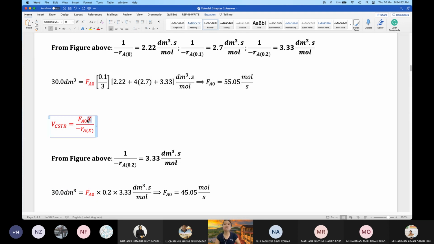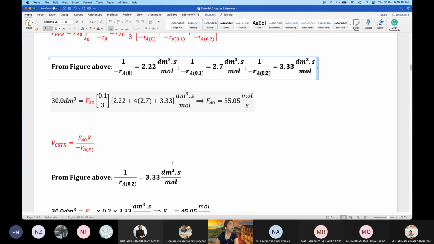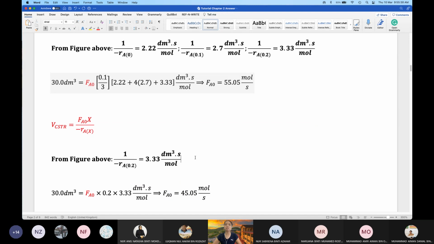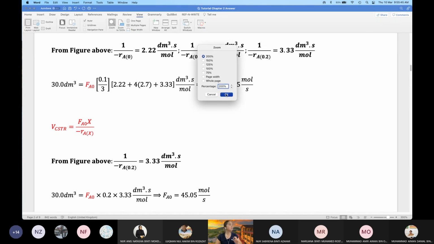Next, X. The desired conversion was 0.2, right? The final conversion wanted is 20%, 0.2. So X is 0.2. Then the minus RA is when my X is 0.2. If you see from the curve, when my X is 0.2, 1 per minus RA is 3.33. So what you do, you straight away multiply with 3.33, because it is 1 per minus RA when my X is 0.2. You are left with only one unknown, FA naught. You can solve this. You will get your FA naught as 45.05 mole per second.